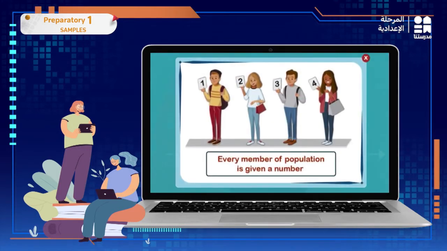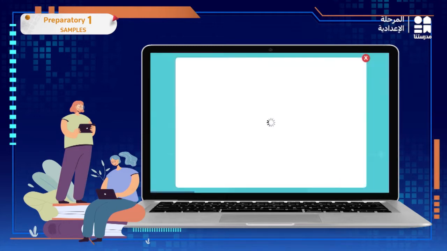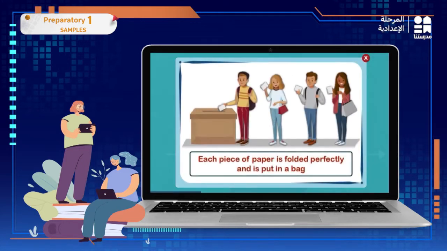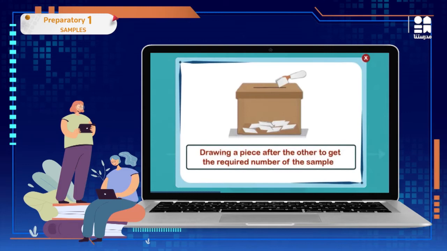The second way of selecting a sample is random sample that can be executed into 2 ways. The first is manual method, where every individual of the society is given a number, and this number is written on a symmetrical piece of paper. Then each piece of paper is folded perfectly and is kept in a bag and mixed together very well. After that, Draw a piece after the other to get the required number of the sample. This was the manual method to get a random sample.